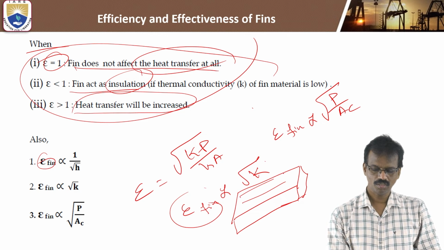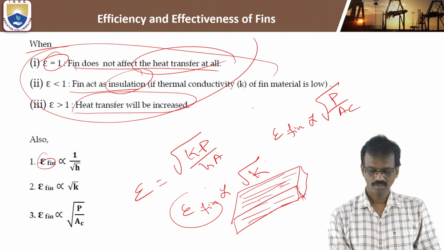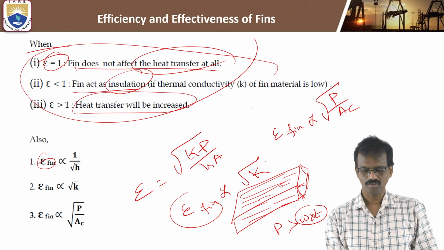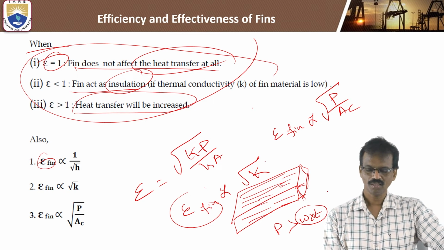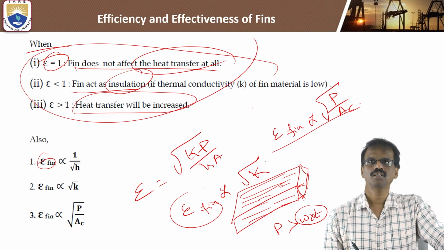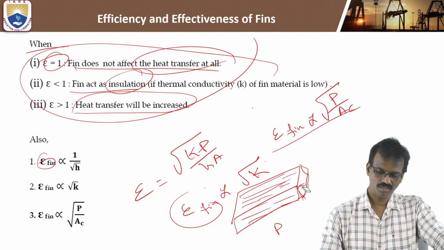So this total cross sectional perimeter P should be greater than W into T, the cross sectional area of the pin. If that is the condition, automatically the effectiveness will increase.